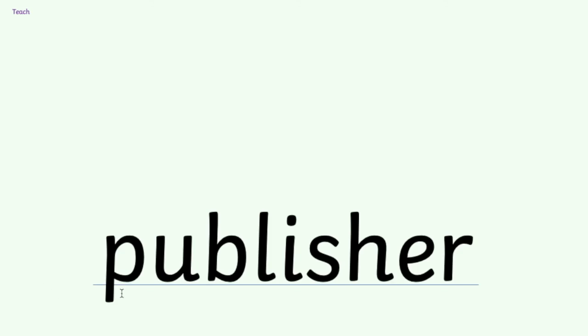Your next word is the word publisher. A publisher is somebody who helps make books. Publisher. Have a go at that word, click pause, and then click play when you're ready to check. Here's the word publisher. Publisher. And we've got that ER spelling at the end, making that short sound. Publisher. Let's have a look at the next one.